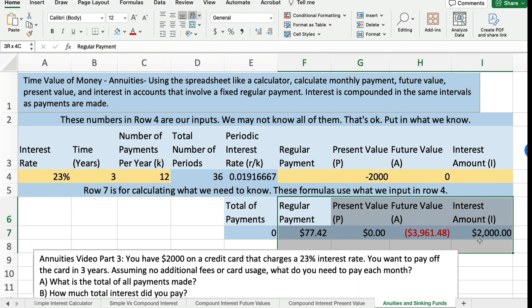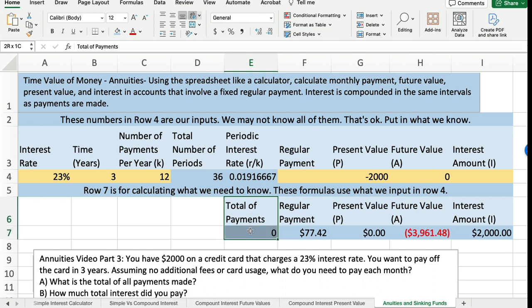These are all things that we had typed in before. I haven't changed them at all. The only thing that we've added here is the total of all of our payments, because we may be interested to know what the total of all of our payments was in certain situations.